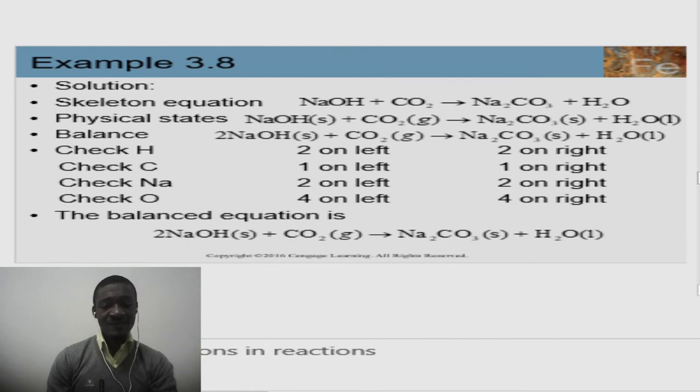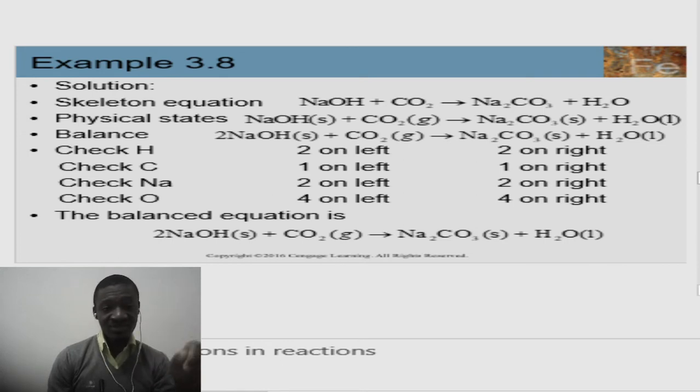Notice that this is what it will look like. First, draw the skeleton equation. You write it down: sodium hydroxide, CO2, Na2CO3, and then H2O, which is the water. You do that first, then you put the states. You know that the sodium hydroxide is solid, the CO2 is gas, the powder is solid, and then the H2O is liquid.